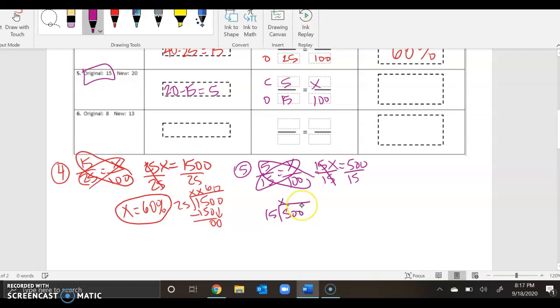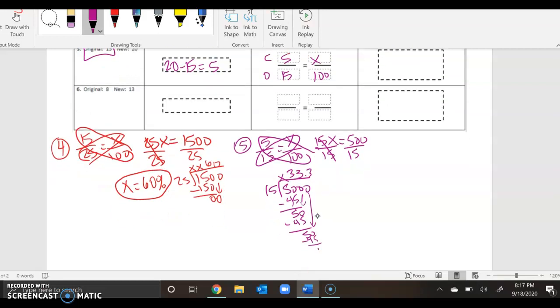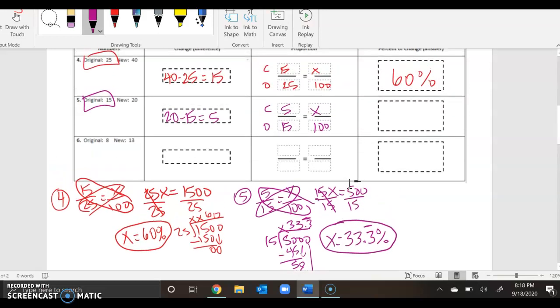15 will not go into 5, but it goes into 50 3 times. Gives us 45, 5 left over. Bring down a 0. 15 into 50 3 times for 45. Subtract, 5 left over. We add a decimal and a 0. And every time it brings me back to 50. So we can go ahead and stop and say that this number is going to repeat. So x is going to be 33.3% repeating. So to show a number repeats, we just put that little line on top of it.